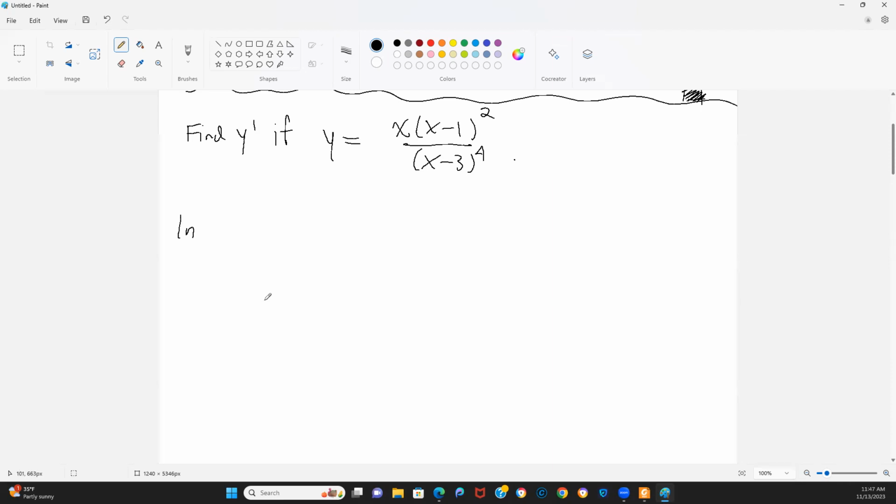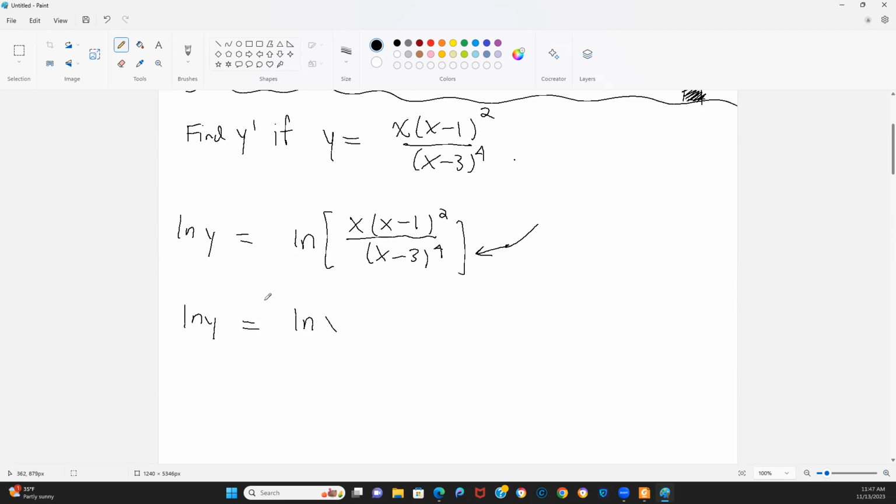So what you do is you take the natural log of both sides. This is log differentiation, remember? The first step is to take the log of both sides and then use the log rules to break this logarithm down. If you go through all the steps, you get ln of x plus 2 ln of x minus 1 minus 4 ln of x minus 3. And now we can differentiate both sides.